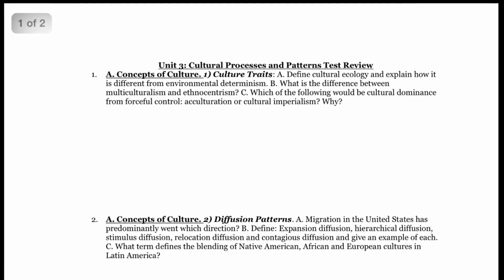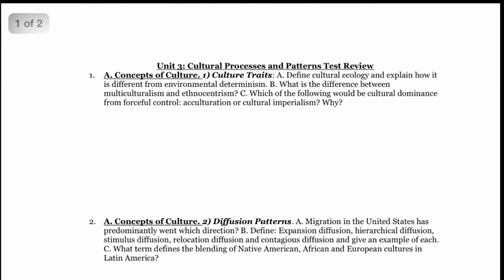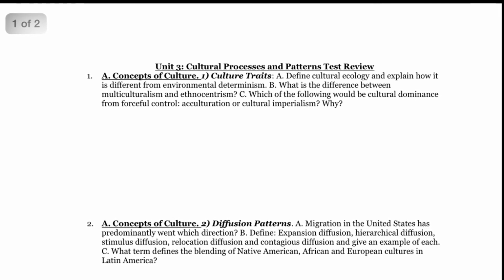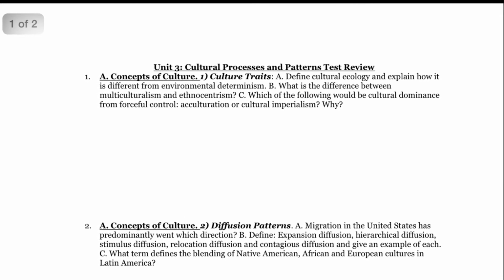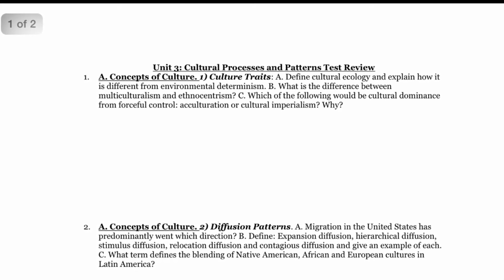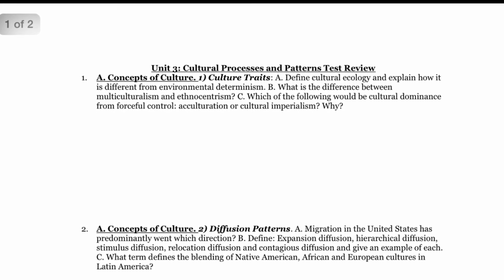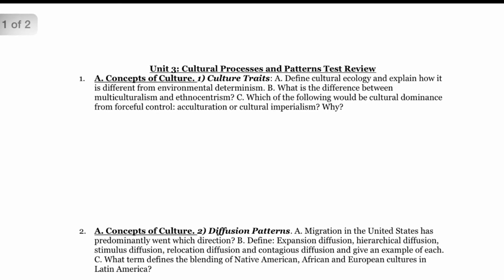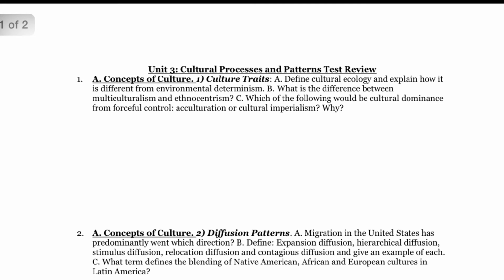You'll notice that I've divided this up based on your curriculum, and the first area in our curriculum on Unit 3 that we're covering is the concepts of culture, and the first subsection of the concepts of culture that we're looking at is the culture traits. Now, I've put letters like letter A to represent the different questions. Letter A says define cultural ecology and explain how it is different from environmental determinism.